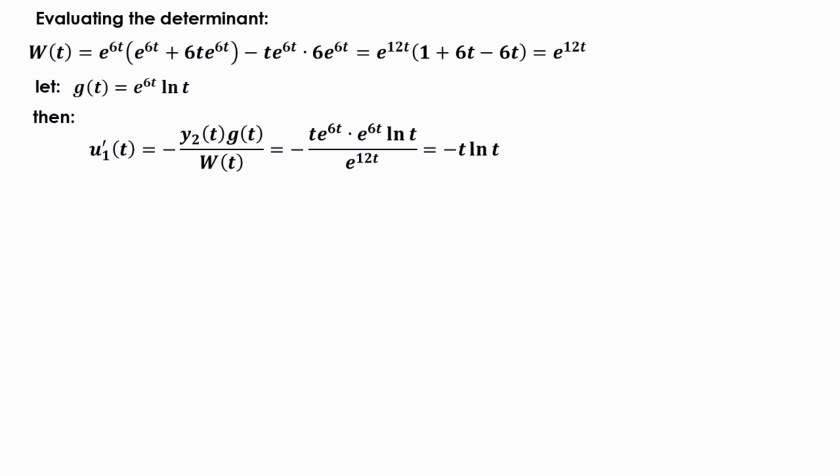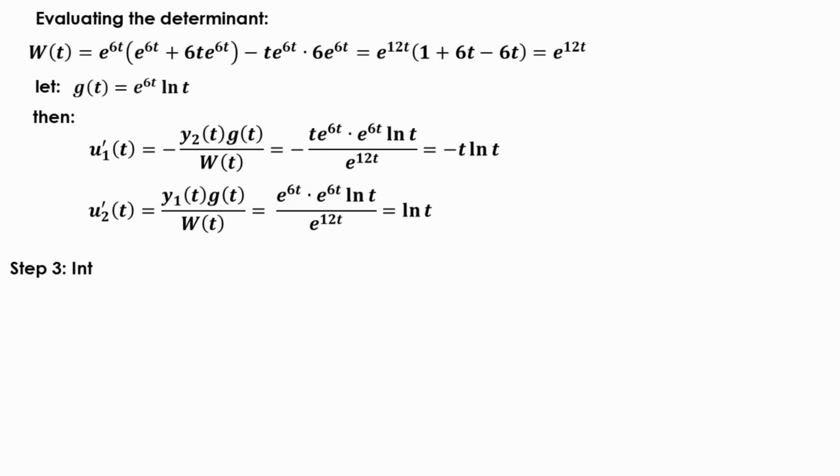So let's as well get the derivative of u2. Derivative of u2 is y1 times g of t all over W(t). So in putting our values now, we have the derivative of u2 to be ln t. So we have gotten our derivative of u1 and derivative of u2. So let's just integrate both u prime 1 and u prime 2 to get our u1 and u2. So that will be step 3 now. Integrate u prime 1 and u prime 2 to get our u1 and u2 respectively.